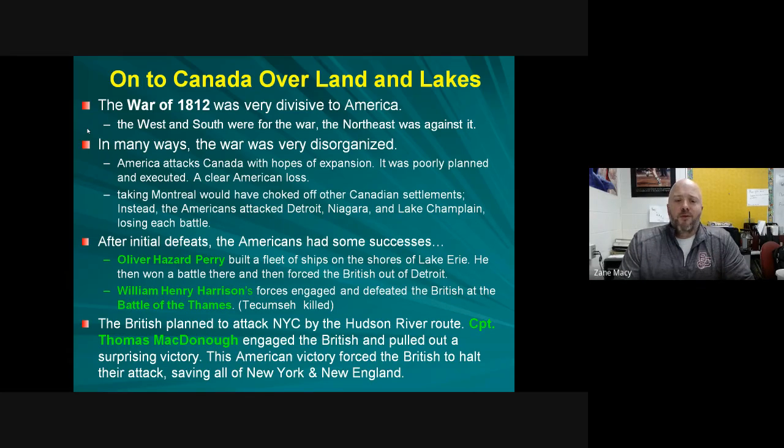But being a disorganized war, it's because you had fighting going on in the Northeast. You had fighting going on in the Great Lakes region to the west. You had fighting going on in the South. And it's almost like three different wars were being fought. That's what led to it being very disorganized.